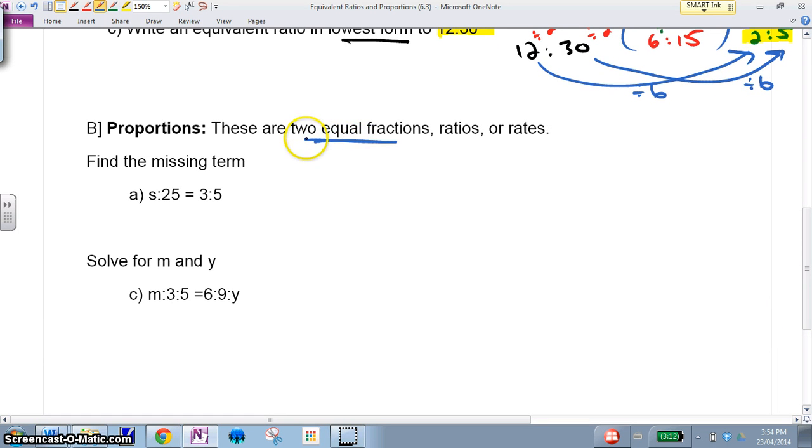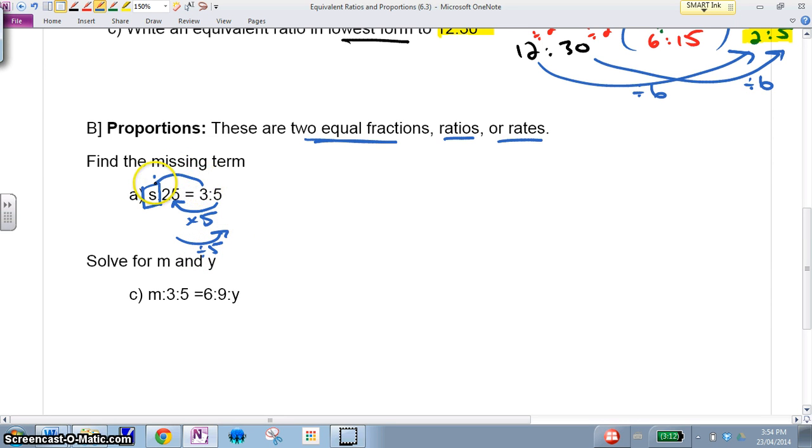Proportions then are a little different because now we're looking at two equal fractions or equal ratios or equal rates. And now we're trying to figure out how to find something that's missing. So I would actually look at it this way. That 5 is connected to the 25 by this factor of 5, right? In that direction we're timesing by 5. In this direction we're dividing by 5.